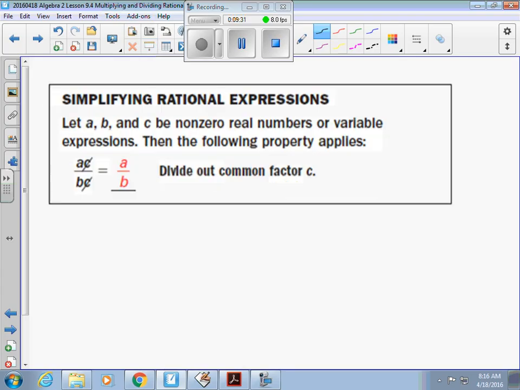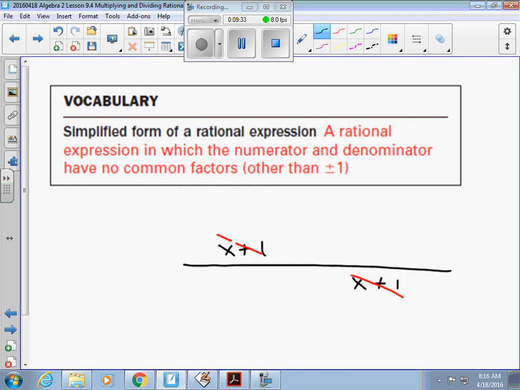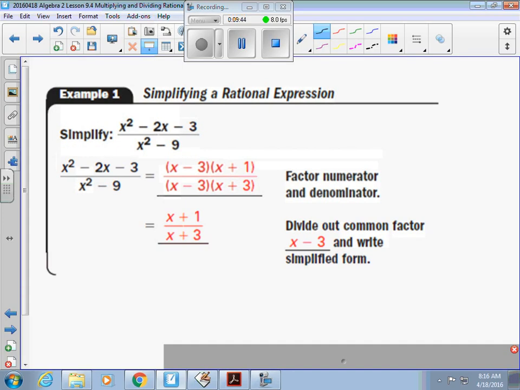But you can go back to this one if you're not sure. Is there a common factor at the top and bottom? If there's no common factor, then it is considered simplified, x plus 1 over x plus 3.